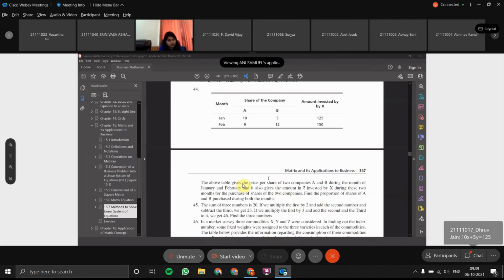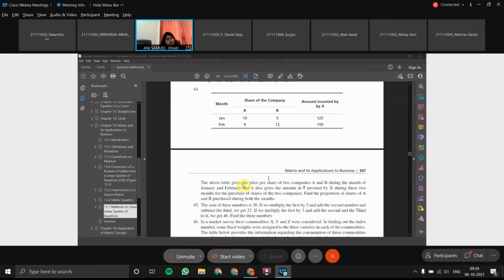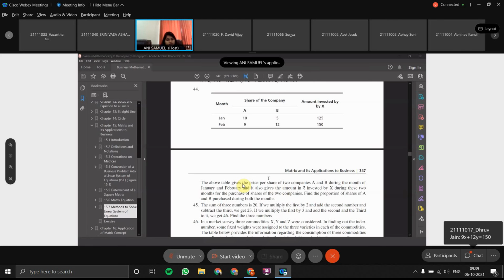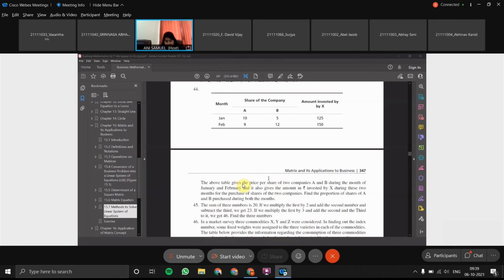Yes, Krishnakant, Dhruv, right. So it is 10x plus 5y is equal to 125 and 9x plus 12y is equal to 150. Point to everyone, okay? Now use Gauss elimination method, not the normal substitution or elimination method that we had done in the last unit. Don't use that method. Use Gauss elimination method only to solve for x and y.